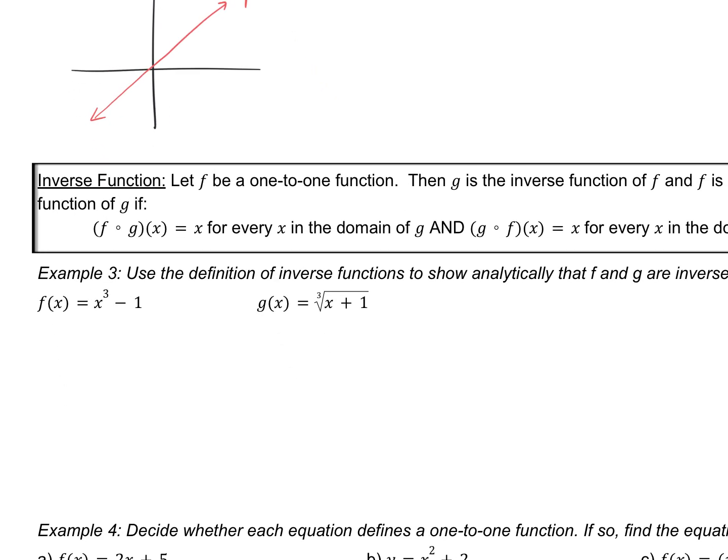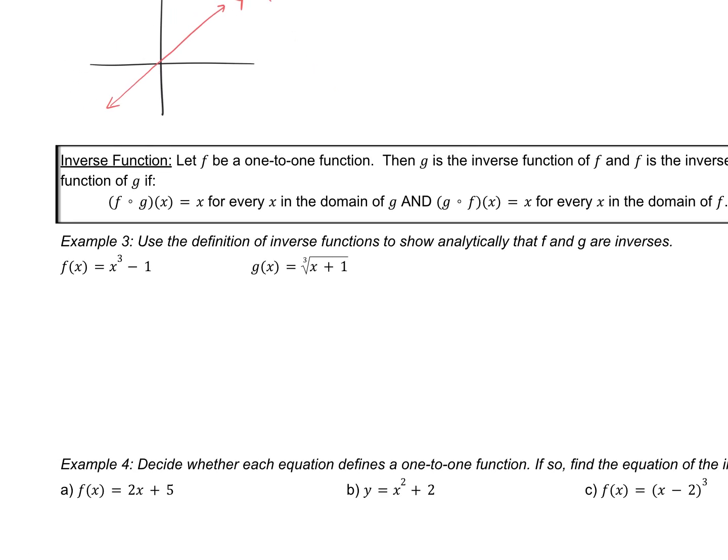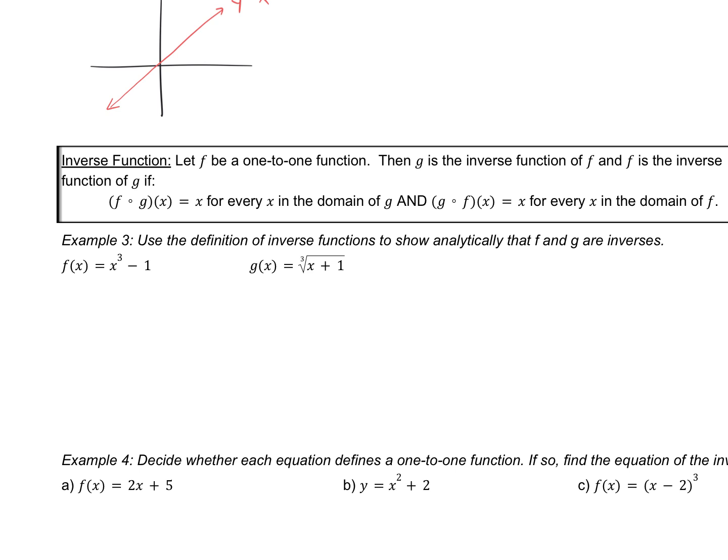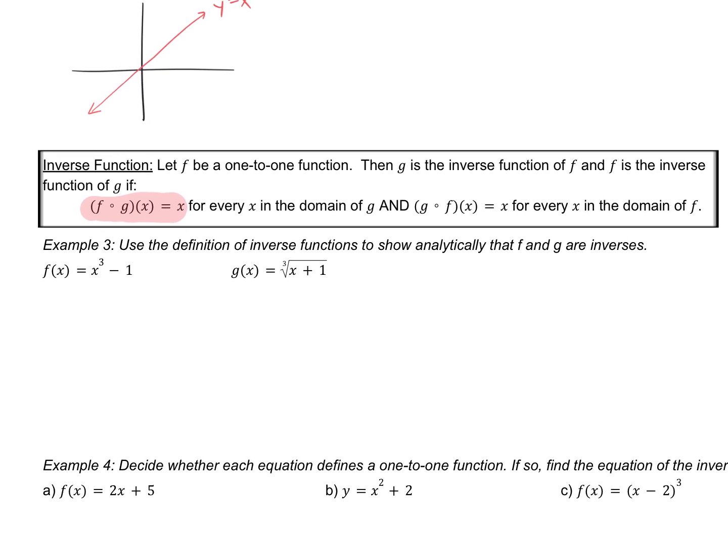So now in order to show that a function is an inverse function, we have to do this. We have to show that f of g of x is equal to x for every x in the domain, and g of f of x is equal to x for every x in the domain. There's a lot of words there, but basically we just have to show these two things.